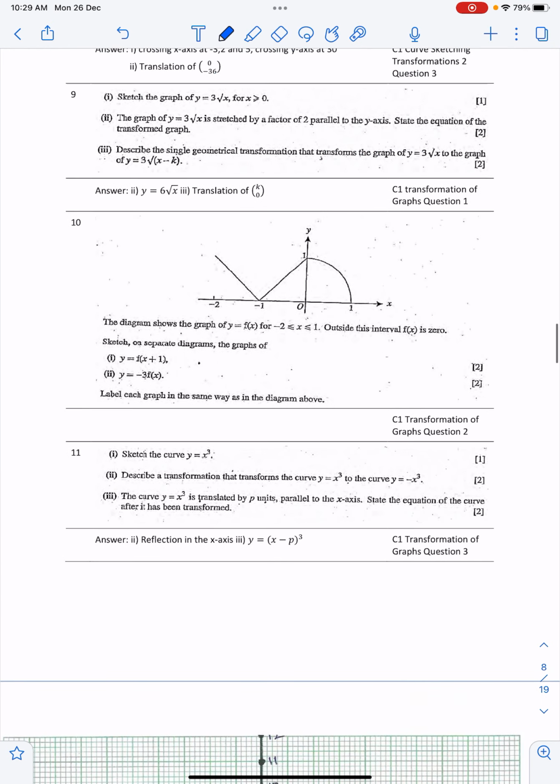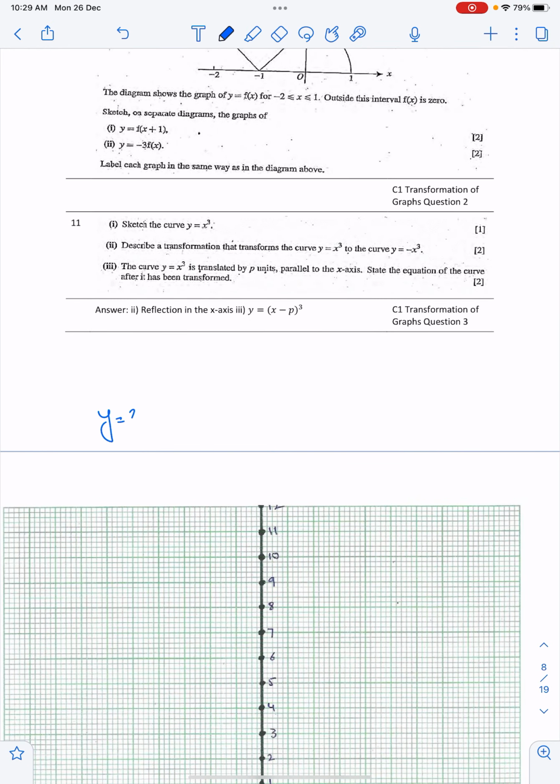Okay, y equals 3 root x. I am going to make a table, just to have an idea as to what the shape of the graph will be. So if I take x as 0, 1, I am going to take square numbers: 4, 9, 16.